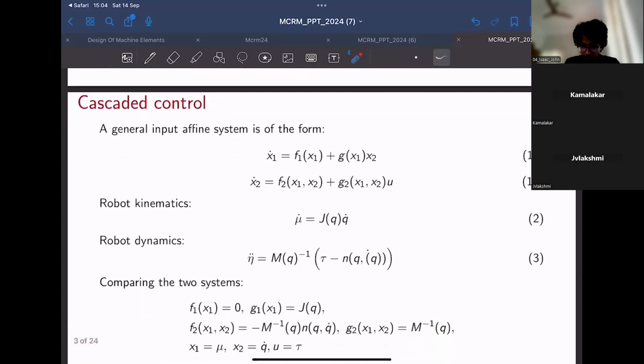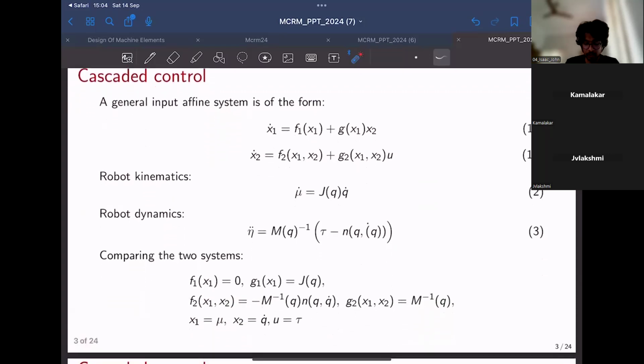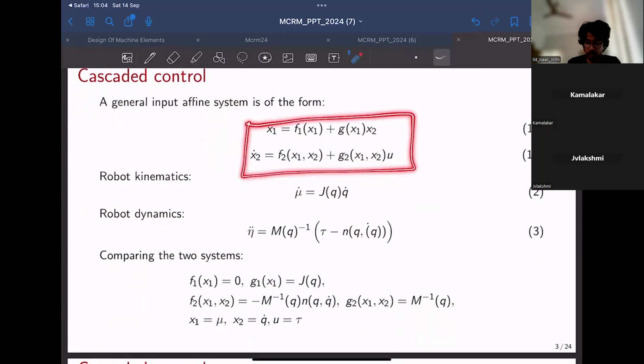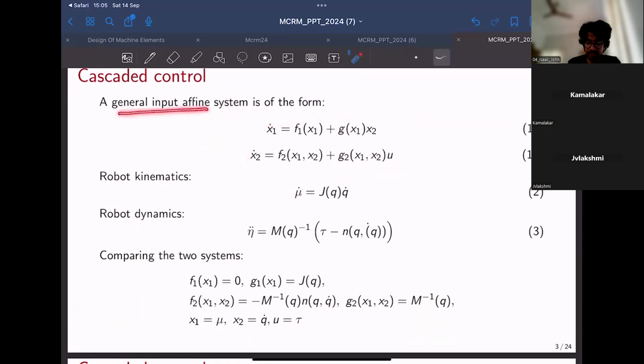Okay, so now we move on to this cascaded control system. Generally, any linear ordinary differential equation can be expressed as multiple first order linear equations like this. An input affine form is a system of the following form, where x1 and x2 you can consider to be the states.